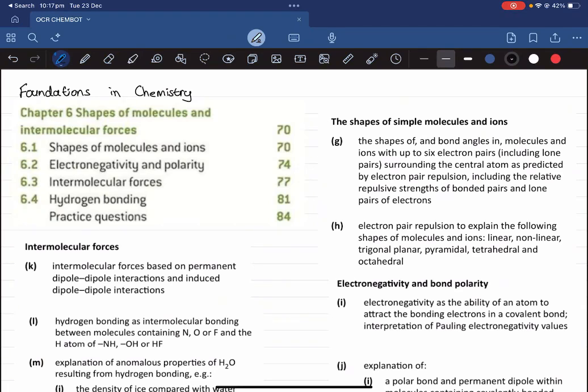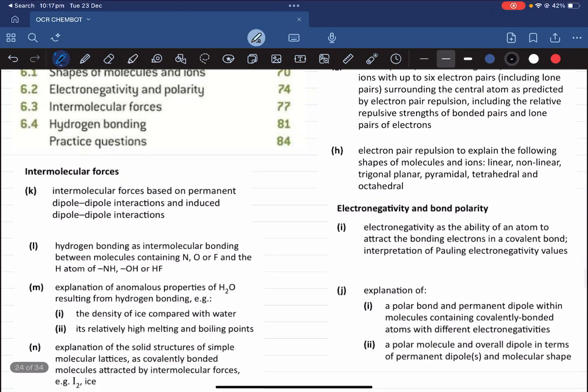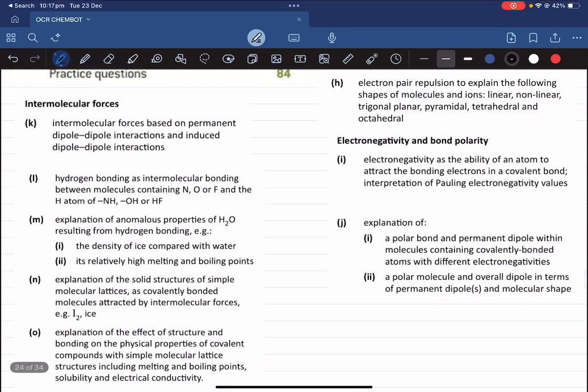This video will cover Chapter 6 of OCR A Chemistry Foundations in Chemistry. The chapter is The Shapes of Molecules and Intermolecular Forces. We'll be covering all of the following specification points shown on screen.